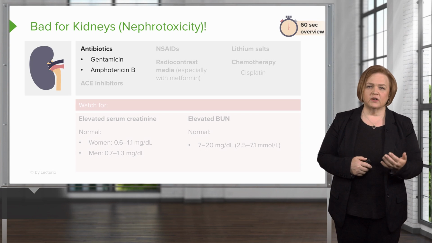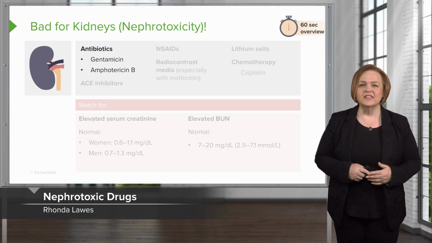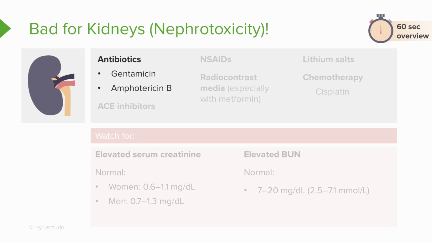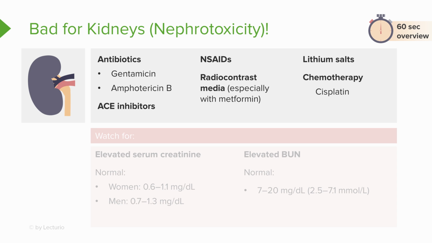Now, nephrotoxicity. Hey, there's our signal again, the 60-second overview. Look at the bold there. Antibiotics, ACE inhibitors, NSAIDs, radiocontrast media, lithium salts, and chemotherapy. Okay, that would be the first pass through that you would take a look at. So we've got the names listed for you there, but you're gonna have to come back and really review this. You make sure that you have those names rock solid.